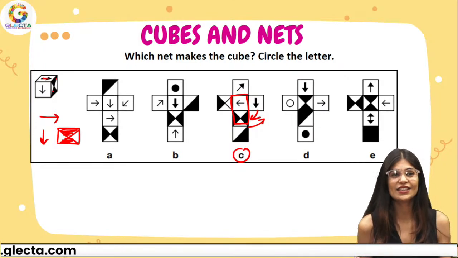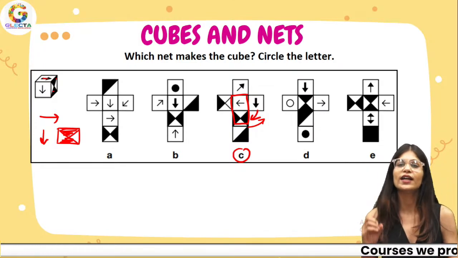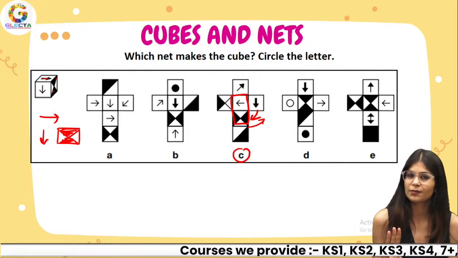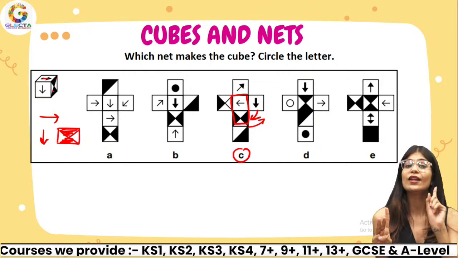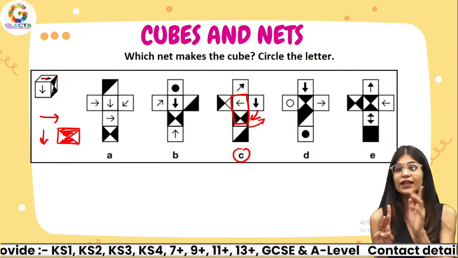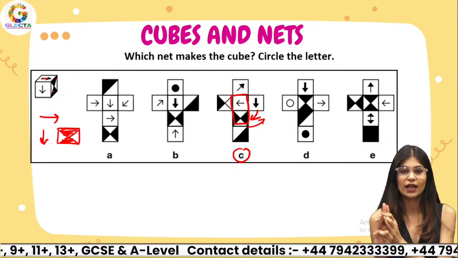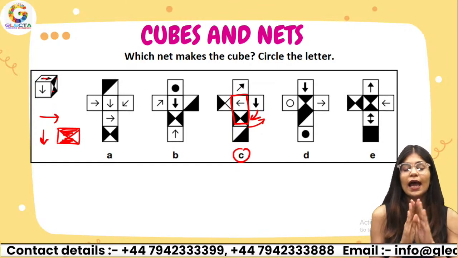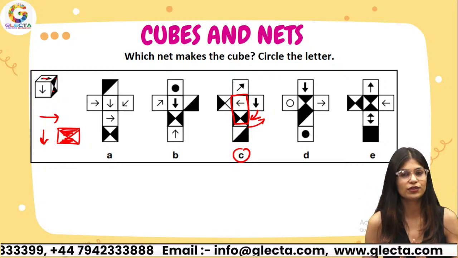So this was about cubes and nets, and I am pretty sure that if you guys do these three types of questions, you can pretty much solve all the types of questions in cubes and nets. First was, which cube cannot be made from the given net? Second is, which cube can be made from a given net? Third is, when you have to find the net of the given cube. And that's it. All you have to do is restrict your head to these three types of questions.